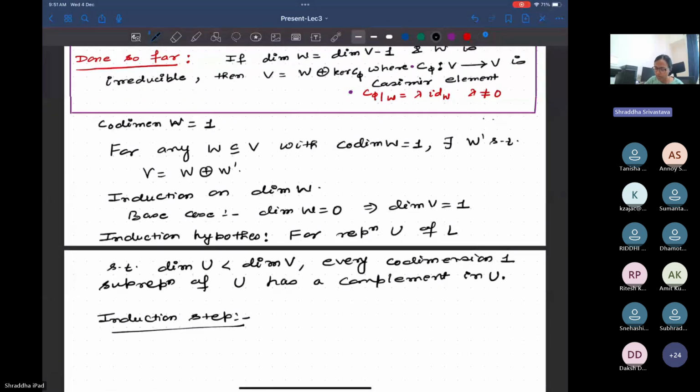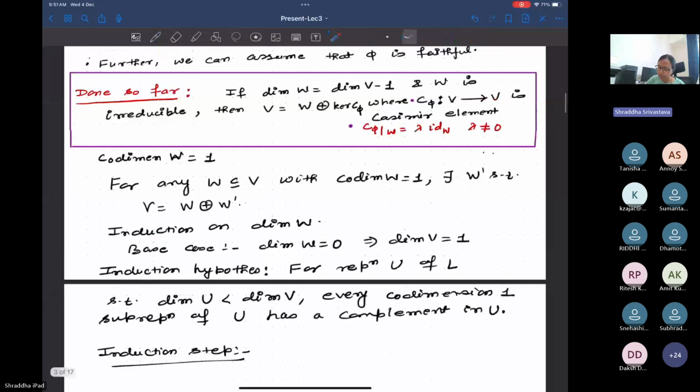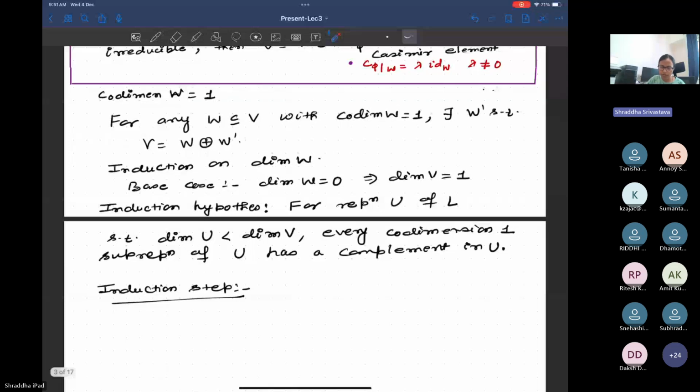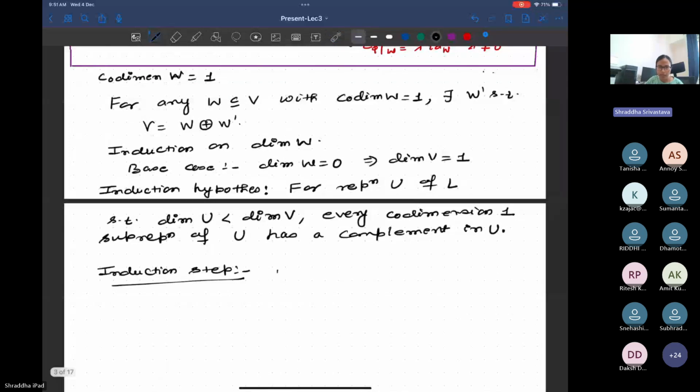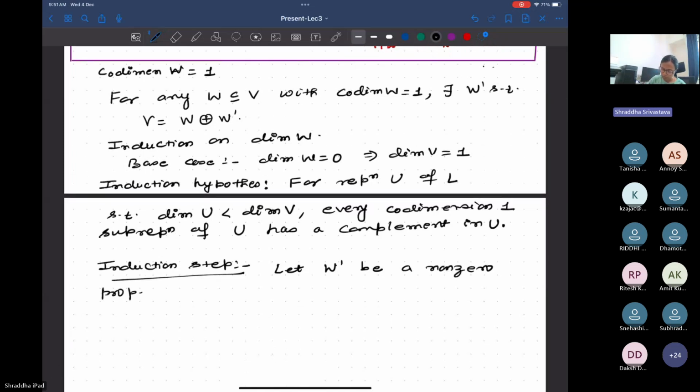The co-dimension one sub-representation that we are starting with can be irreducible itself, or it need not be irreducible. If it was irreducible, we have done that case. Today we are going to do the case when it is not necessarily irreducible. So in that case, we will have a non-zero proper sub-representation of W. So let W prime be a non-zero proper sub-representation of W.